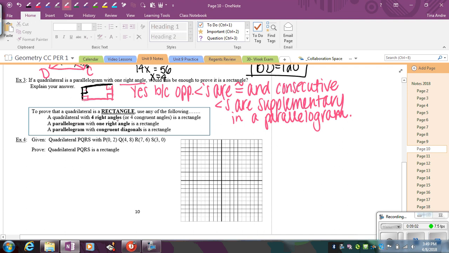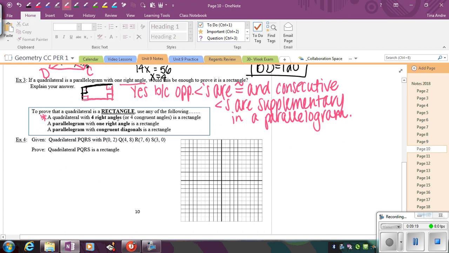Okay, it's a quadrilateral that has four right angles, or it's a parallelogram with four right angles. So you can show, and this is probably the most common way, what makes a rectangle different than the other quadrilaterals? Well, it has four right angles. So that's probably the most common way of doing that.